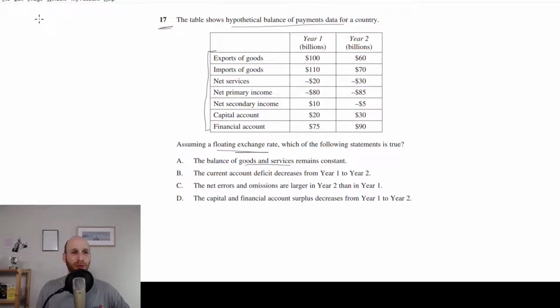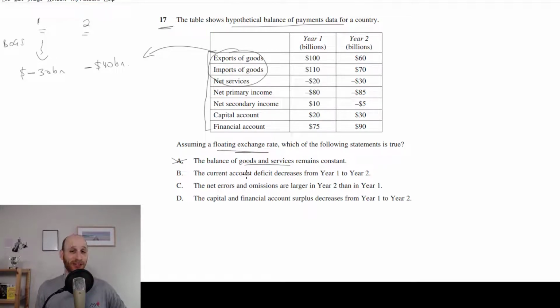Okay, so if we put it up here, go 1, and then we'll go 2, and we're looking at BOGS. So in year 1, the balance of goods is -10 and services is -20. So it's -30 billion. And then in year 2, it's -10, then -30. So that's -40 billion. So I was just focusing on these things here for that. So it's not constant.